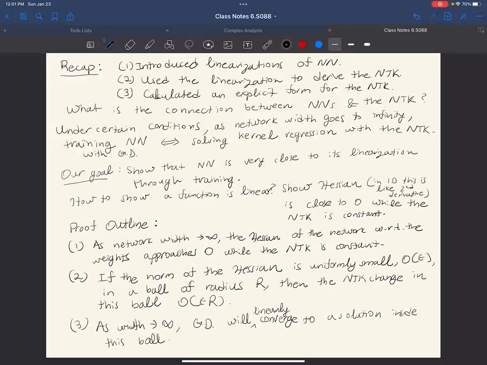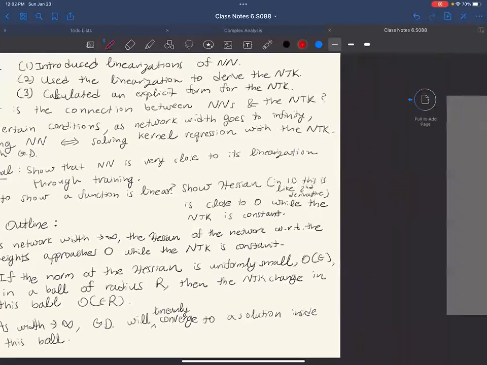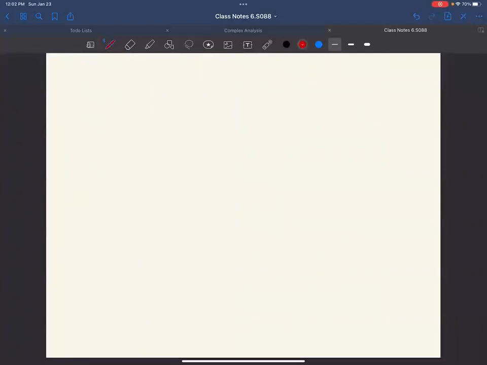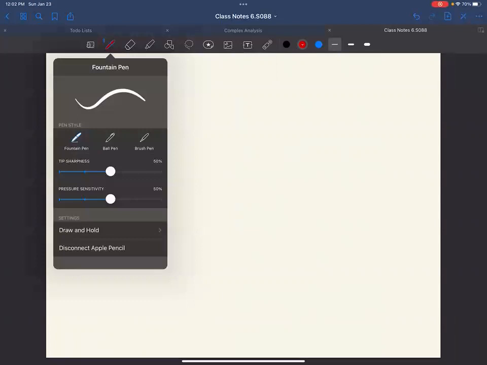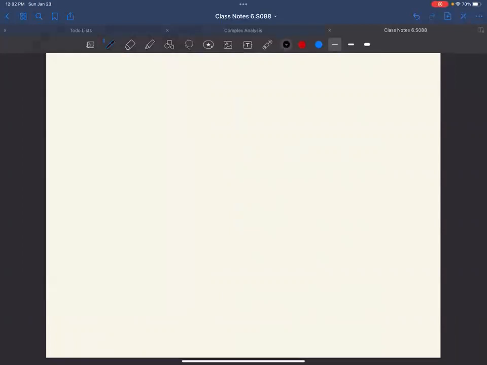What I wanted to do in this lecture is just cover step one. So let's go through a simple example where, as the network width grows larger and larger, the norm of the Hessian becomes small, while the neural tangent kernel itself remains constant. I've written this in the lecture notes as proposition 1.